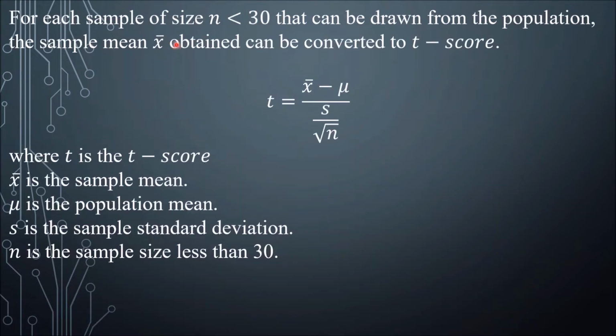For each sample of size n less than 30 that can be drawn from the population, the sample mean obtained can be converted to a t-score. So again, sample mean to t-score, and this is the formula. T-score is equal to the sample mean minus the population mean, over the sample standard deviation divided by the square root of n.